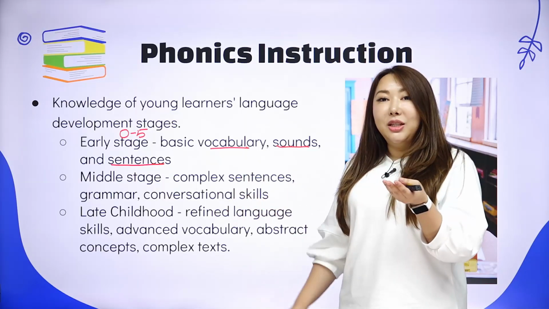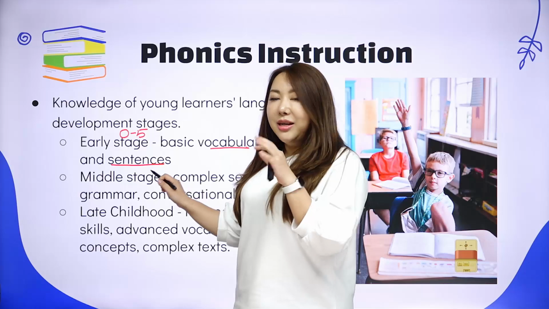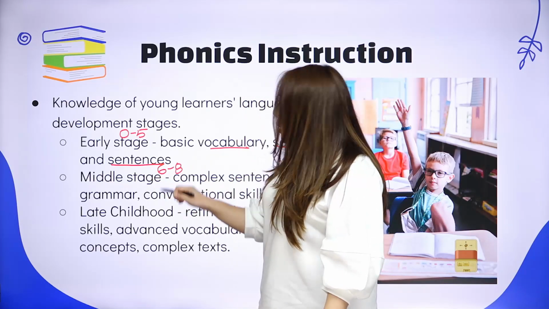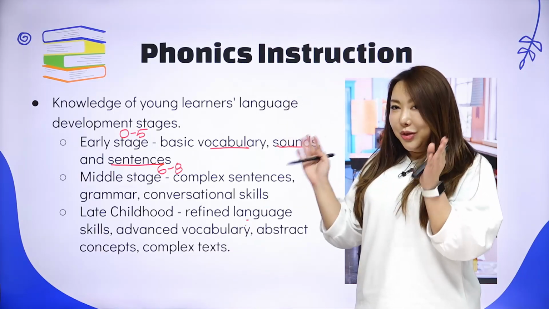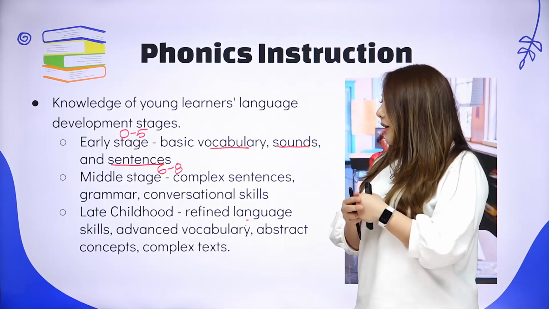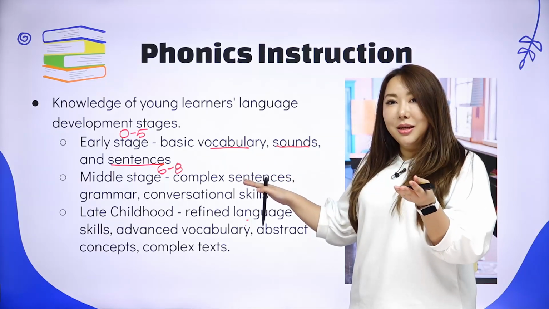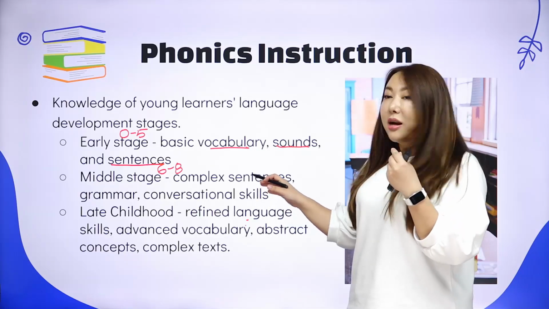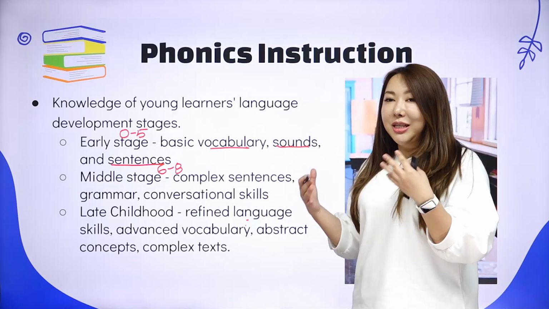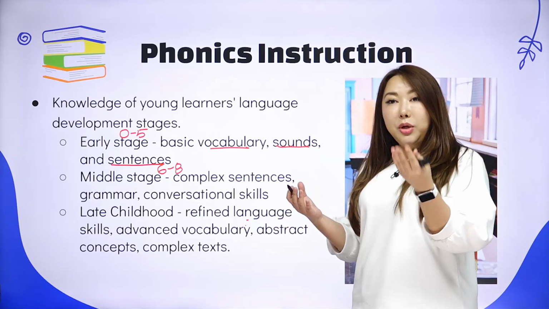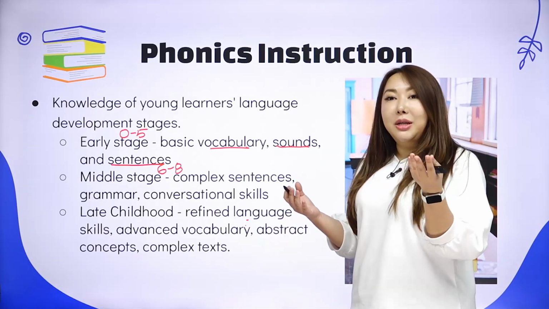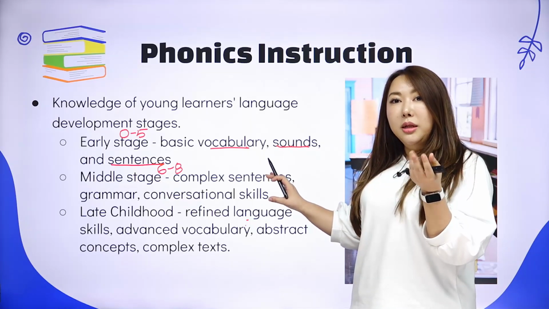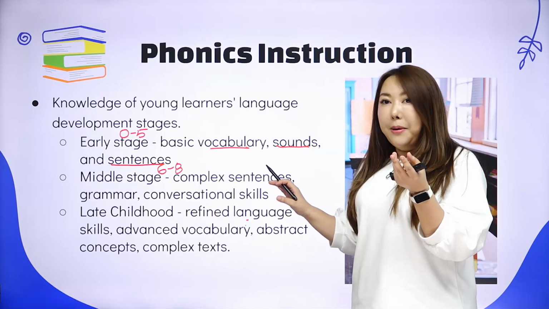Moving on to the middle stage of childhood, this would last from about 6 to 8 years of age. And as you can tell probably, these students would start developing more complex sentences. They would be able to develop better grammar understanding and of course conversational skills. These children, these students would already be able to communicate with you and express their ideas to the fullest. And of course, they would have an increased ability to understand and use language rules.